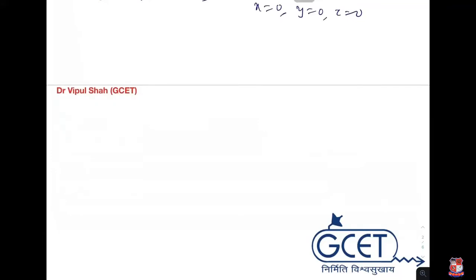Let's take one more example. Solve x plus y minus z plus w equal to 0, then x minus y plus 2z minus w equal to 0, then 3x plus y plus w equal to 0. Okay.